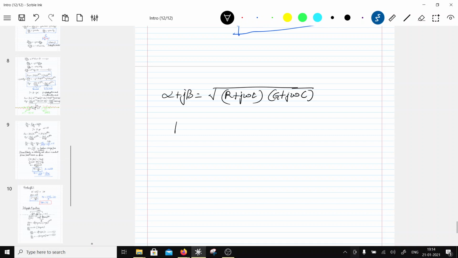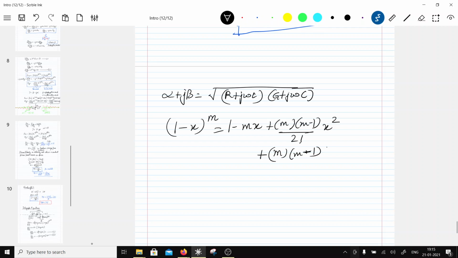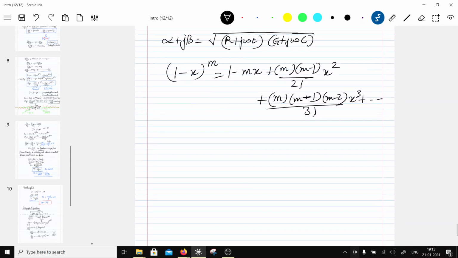Okay, let's consider this expansion 1 minus x raised to m. Okay, so this can be written as 1 minus mx plus m into m minus 1 divided by 2 factorial times of x square plus m into m minus 1 into m minus 2 divided by 3 factorial times of x cube plus and so on. So if I was to use this, okay, I have something raised to half.